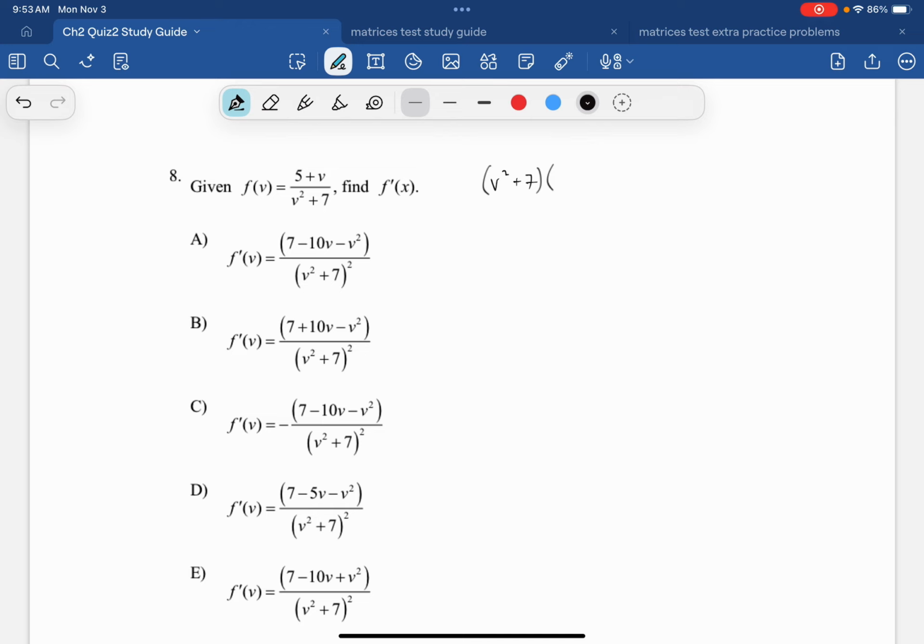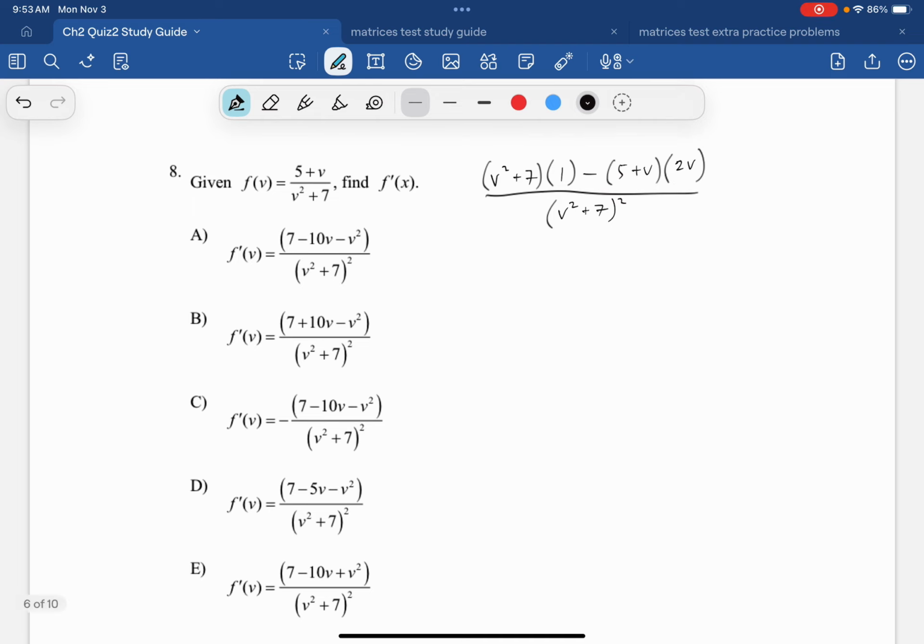v, so that's 0 plus 1, minus high d low, so the derivative of the bottom is 2v plus 0, so that's 2v, all over low squared, so v squared plus 7 squared. And so if I expand the top, I'm left with v squared plus 7 minus, it's very important to have these parentheses here, otherwise you're going to get the minus signs wrong, minus 10v minus plus 2v squared.